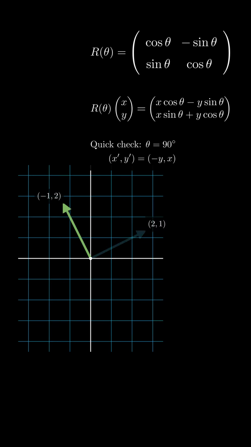And since the columns of the matrix are R(theta) times e1 and R(theta) times e2, algebra gives a familiar formula. x' equals x cos theta minus y sin theta, and y' equals x sin theta plus y cos theta.